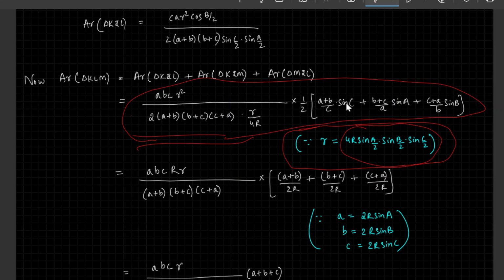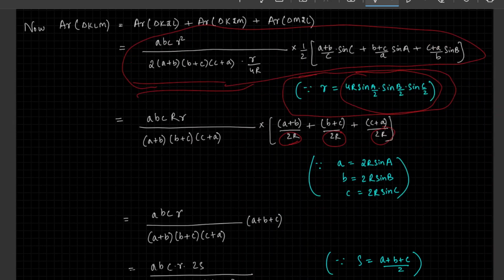And now we know these formulas, right? a is equal to 2R sin A, b is equal to 2R sin B, and c is equal to 2R sin C. So we can replace that. So sin C can be replaced by c by 2R. So c and c get cancelled, and we are left with 2R in the denominator. Similarly, 2R in the denominator, 2R in the denominator. We can just use this formula and substitute them.